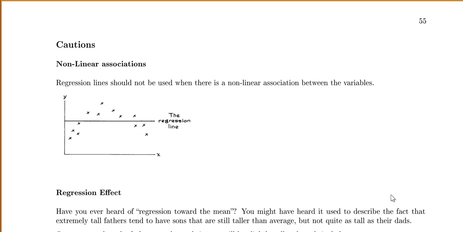Another thing to keep in mind is that regression lines should only be used if we have a linear association between the variables. So in this example, notice that our data kind of follows a curve. You could try to plot a regression line, but it's not going to do you any good because it's not actually going to follow the points, because the points don't follow a line, they follow a curve. So don't use a regression line if your points follow a curve.